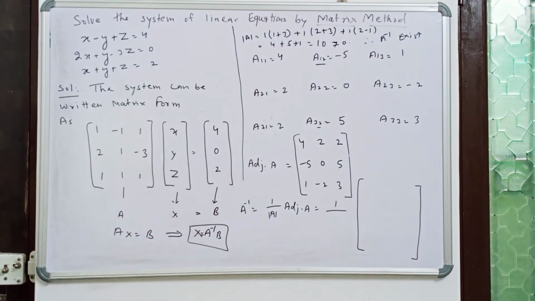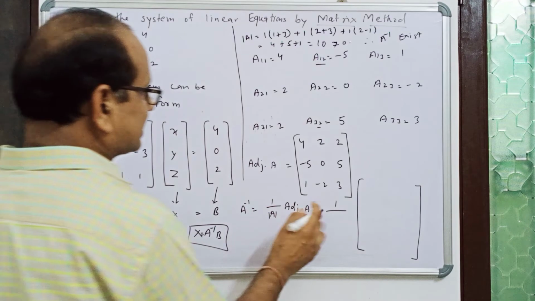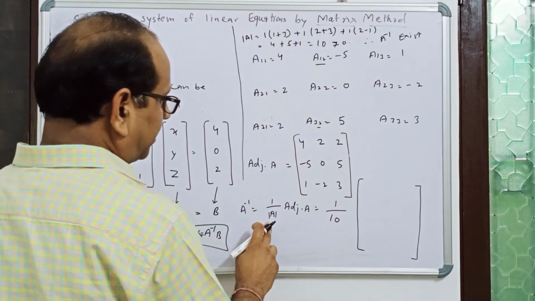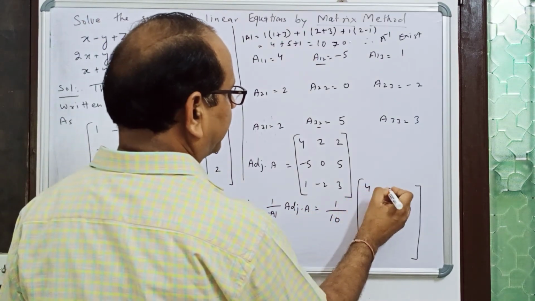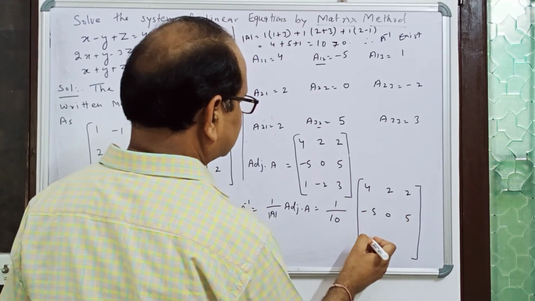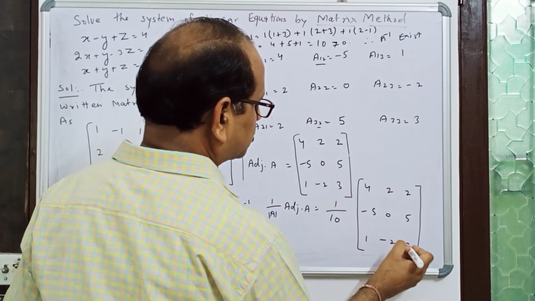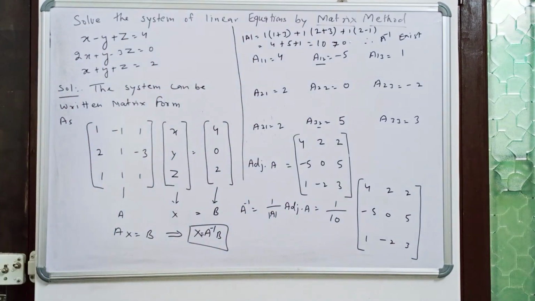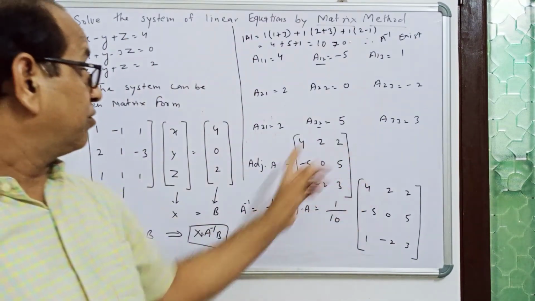Now I am coming to A inverse. So A inverse is 1 upon A determinant times adjoint of A. So you write this part here as it is. 1 minus 2 and 3. So in this way we have got A inverse.